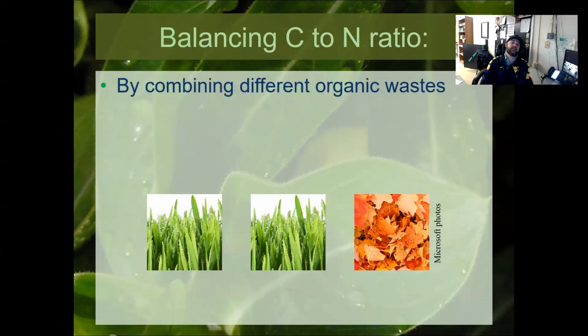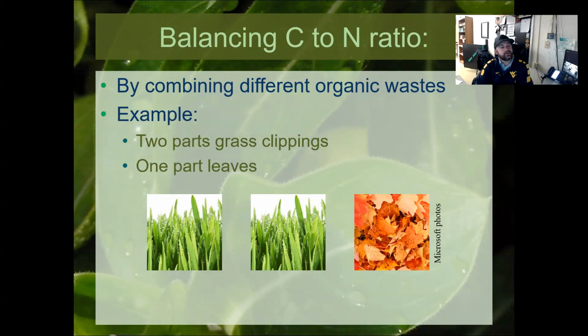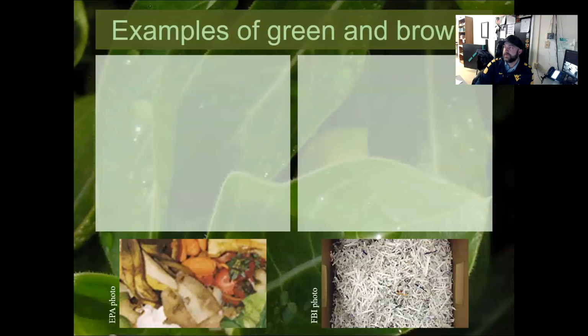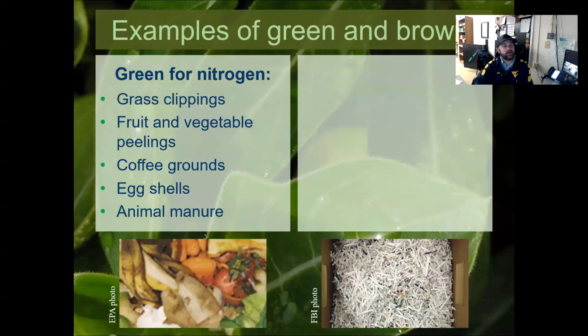So balancing the carbon to nitrogen ratio by combining different organic waste. So examples would be 2 parts grass clippings, 1 part leaves, and that's just because of how acidic leaves can be. So examples of green and brown.